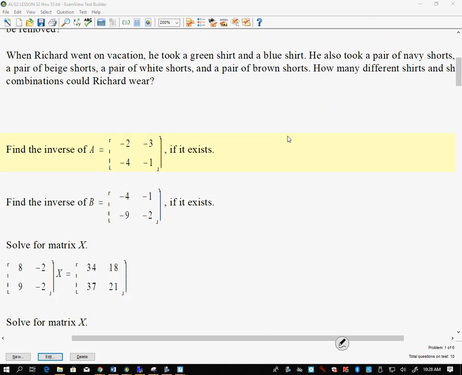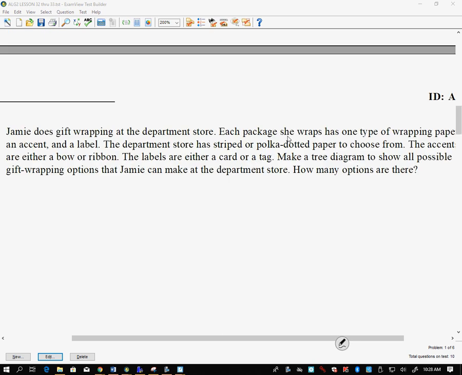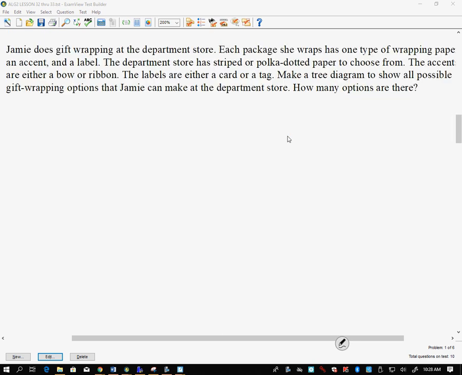All right. Let's see, this stuff, like I said, this all comes down to stuff that we did the other day. This question does the exact same thing that we just did with the shirts and shorts, except it's involving wrapping paper and ribbons and all that kind of stuff, cards or tags. Okay, so wrapping paper, we've got striped or polka dotted, right? So striped, polka dots. Okay, so those are our main 2 options, right? Okay, then we could go bow or ribbon.